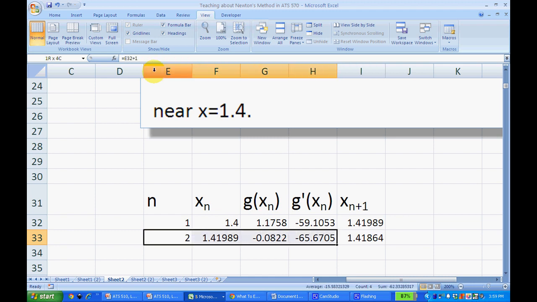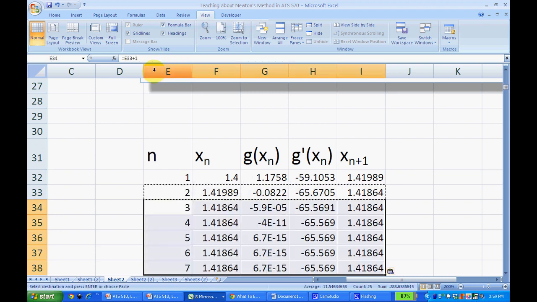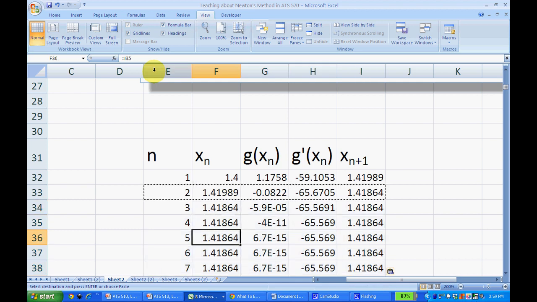In fact, if I copy this row and paste it down a couple more rows, you can see that our value of x of n has pretty much settled down at 1.4186. And when you plug that value into g of x n, you get a number times 10 to the negative 15th power. That's about as close to 0 as you're going to get. So we have solved this using Newton's method. In this particular case, we took advantage of a defined name to make the writing of the equation a little bit simpler. Let me show you one more example in the next video.